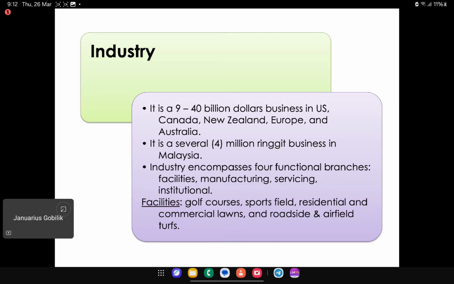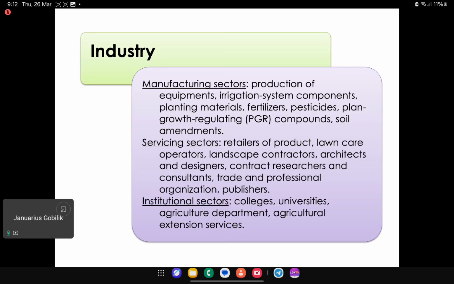So, in brief, turf grass management has very important roles, not only in our own personal benefit like producing oxygen for us, but also in the financial benefit to ourselves by providing jobs in the manufacturing sector, servicing sector, and also the institutional sector. So there are many things that you can do related to the turf grass industry, and you can really build a very good career in this kind of field later on.